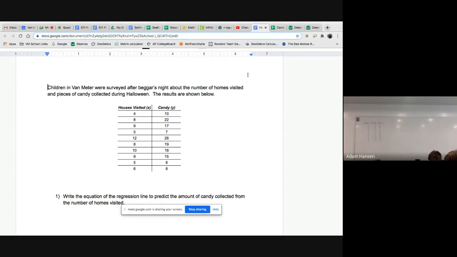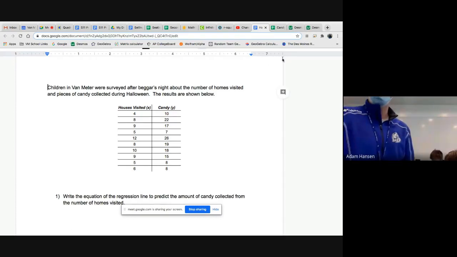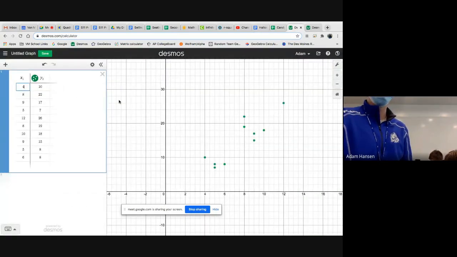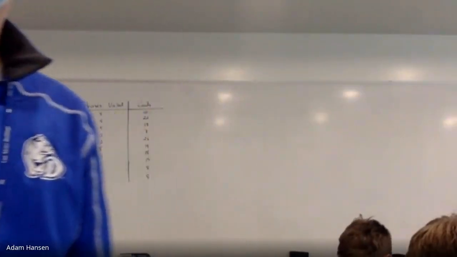So on Desmos, type that data table in. I went ahead and did that here. You can use the insert key in the top left corner to select a table and then just type in the raw data. Desmos should autofill and create a scatter plot for you.